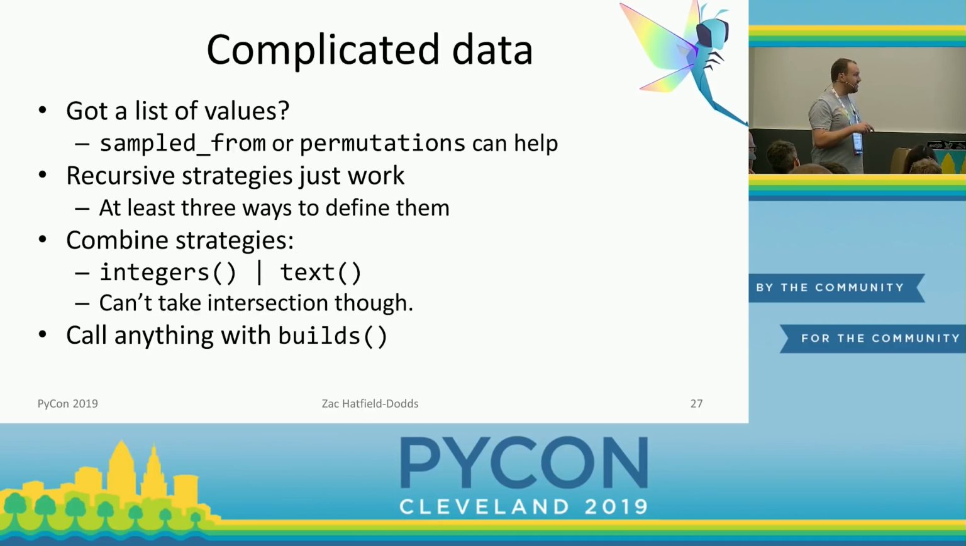What you can do, though, which is super, super useful, is the builds strategy. I'll leave you to the docs for details, but you can pass that strategy a callable, for example a class, and then a strategy for each of the positional arguments that you want to pass. Keyword arguments to builds become keyword arguments to the things that you're calling. So you can use this to build up instances of any object that you want hypothesis to give you instances of.